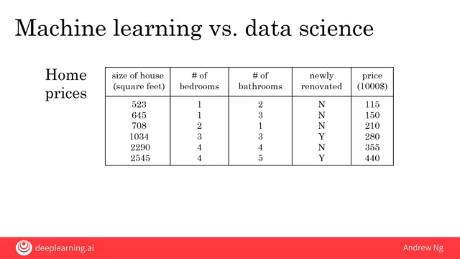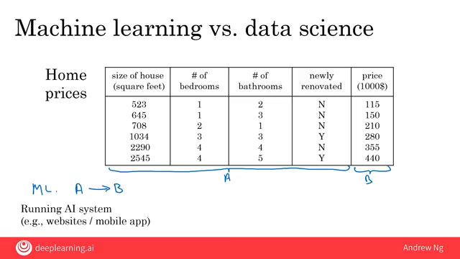Let's get started. Let's say you have a housing data set like this with the size of the house, number of bedrooms, number of bathrooms, whether the house is newly renovated, as well as the price. If you want to build a mobile app to help people price houses, so this would be the input A and this would be the output B, then this would be a machine learning system. In particular, it'd be one of those machine learning systems that learns input to output or A to B mappings. So machine learning often results in a running AI system.